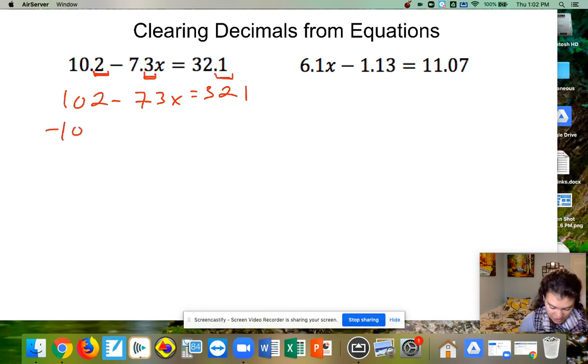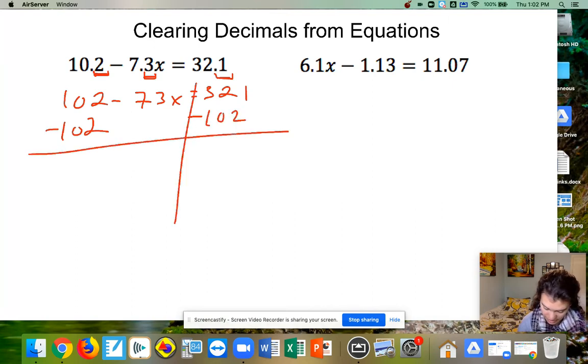So then you can subtract 102 from both sides. You get negative 73x equals 219, divided by negative 73.